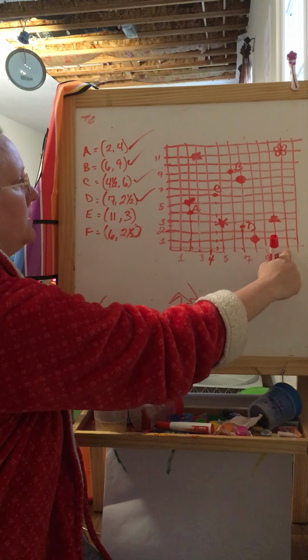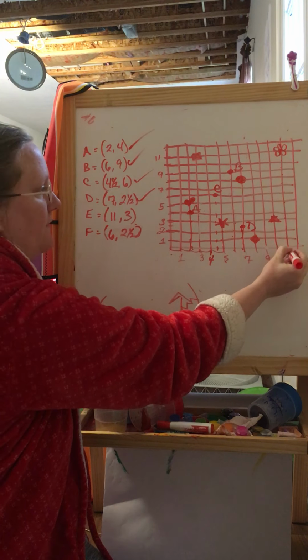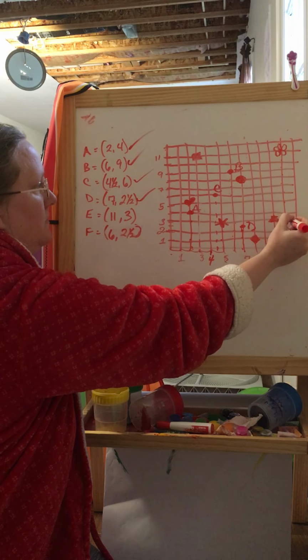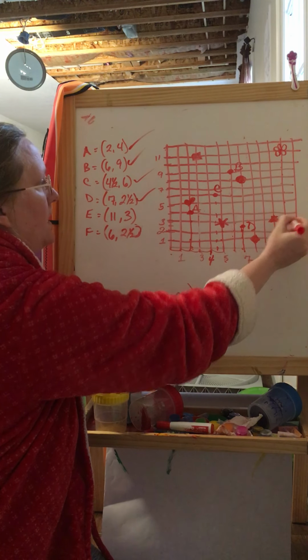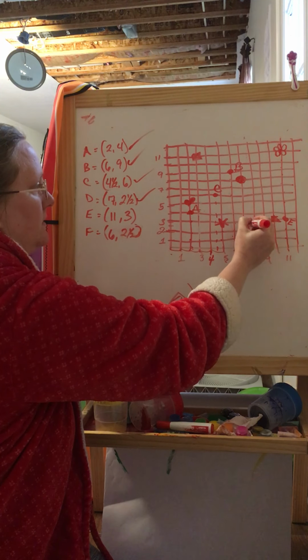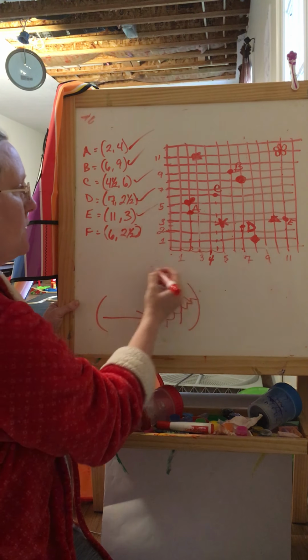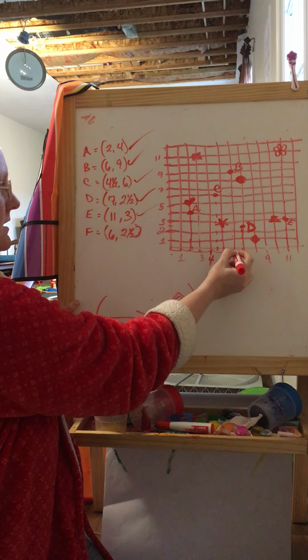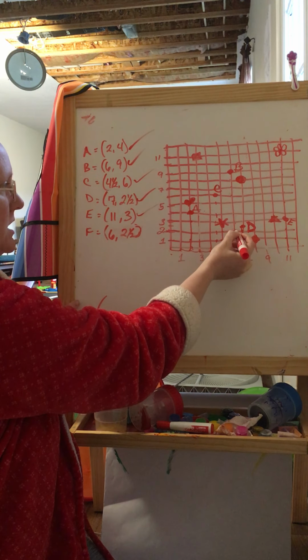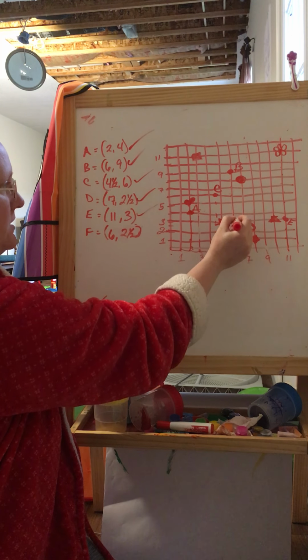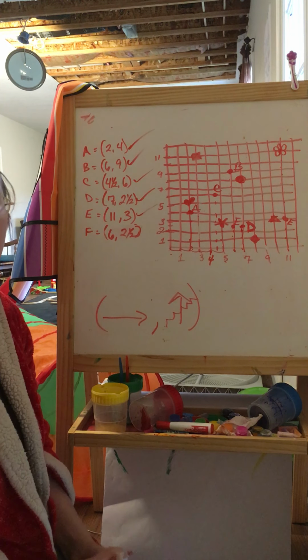E is 11, 3. So over 11, 1, 2, 3, label it E. That D doesn't look very good, does it? There we go. And then F is over 6, up to 2 and a half. So 1, 2, and again I have a half there. So put that and label it F.